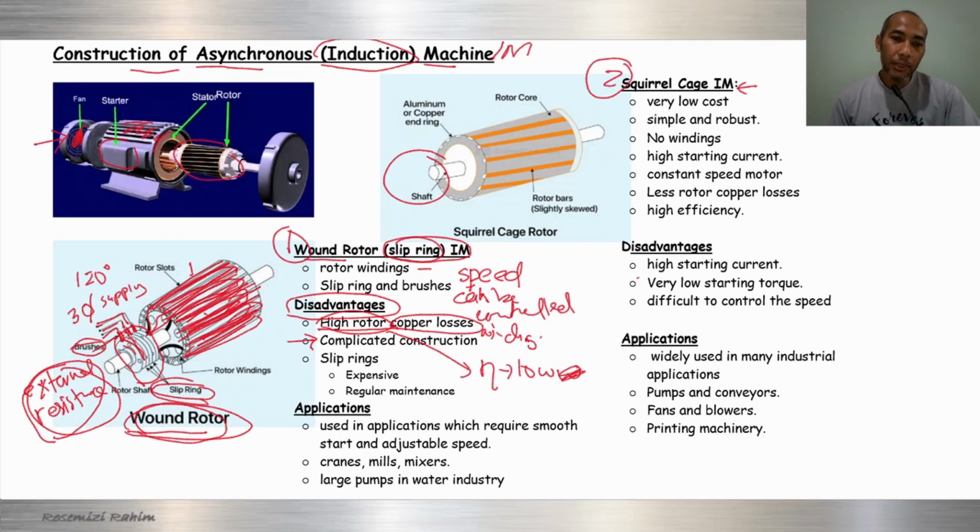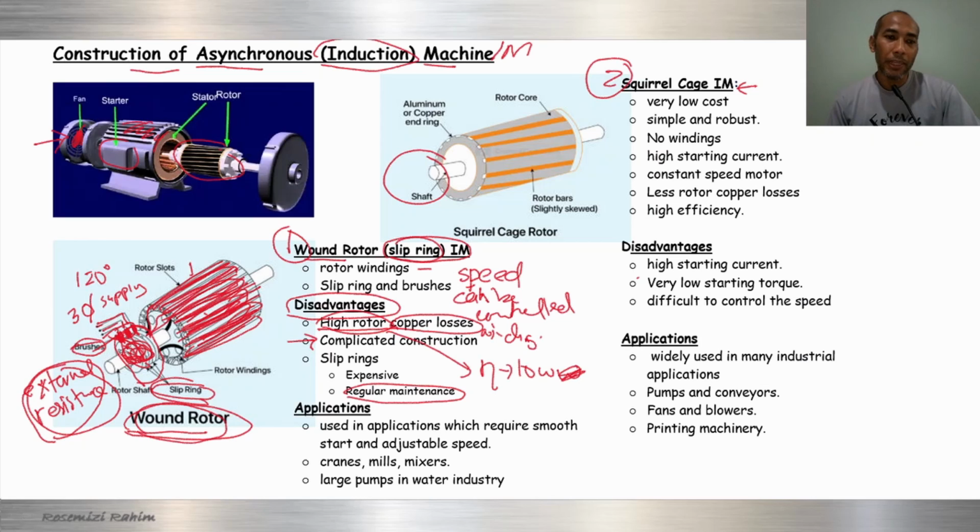Another disadvantage of the wound rotor is that we have slip rings and brushes, so it will be expensive compared to the squirrel cage. The squirrel cage has no slip ring and no brushes, so it is cheap. Also, they need regular maintenance. The slip ring is always rotating while the brushes are static, so there will be wear and tear because of the resistance there as they slide against each other.